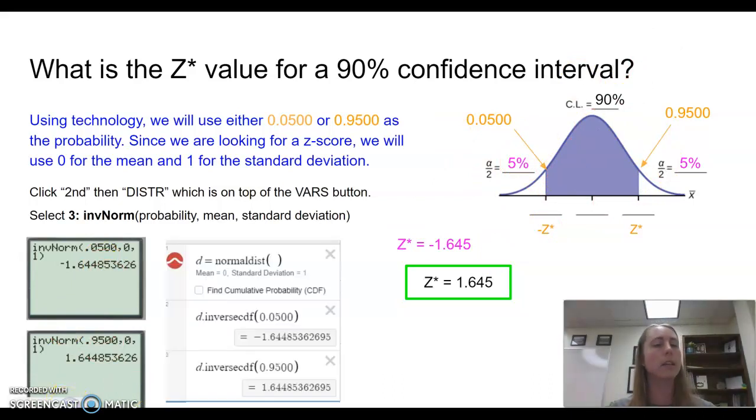We can also do the same thing in Desmos. So you can type the exact same beginning. D is the normal distribution. You can leave your parentheses empty or type a 0 and a 1 into the parentheses. And then when we do our inverse CDF or the D function, which is already labeled as the normal distribution, we can type in 0.05. And again, those extra zeros are unnecessary. Or we can do 0.95. And both of those will give us the same answer as well.